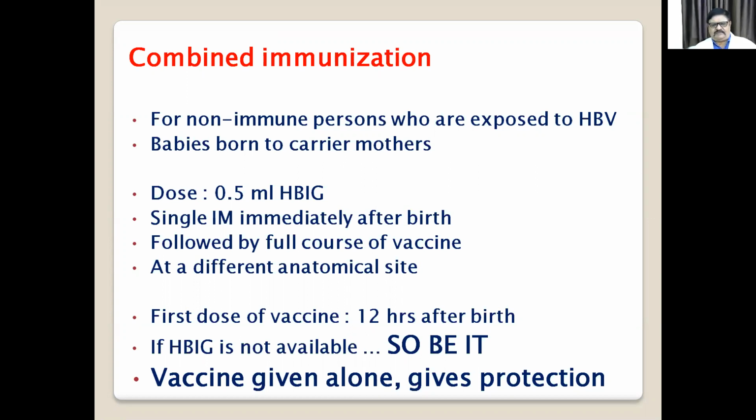If, for example, the hepatitis B immunoglobulin is not available, what to do? Will we wait for it? No. Just give the active immunization. Vaccine given alone also gives protection. Then why HBIG, you may ask? If it is available, you better do it. If it's not available, don't wait. Just give. Even the vaccine itself is okay. And the mother's milk will definitely give protection towards the other diseases that are there.